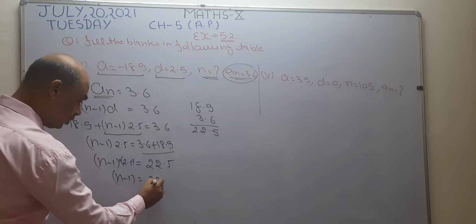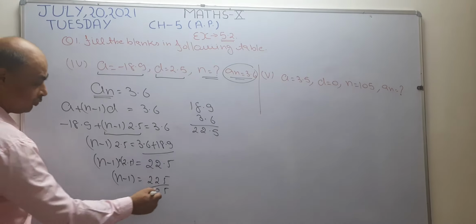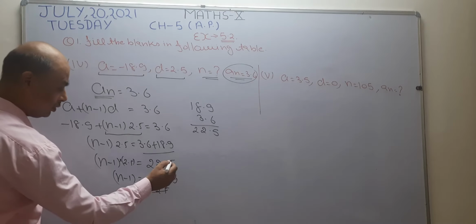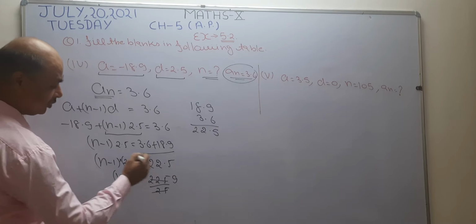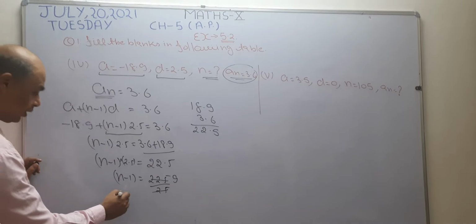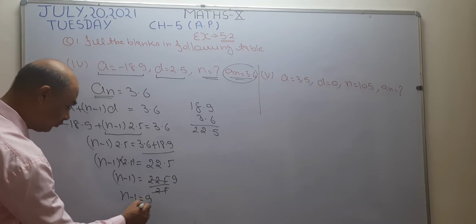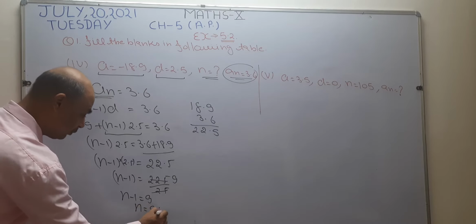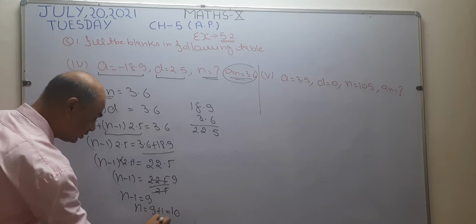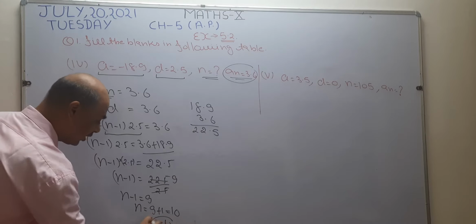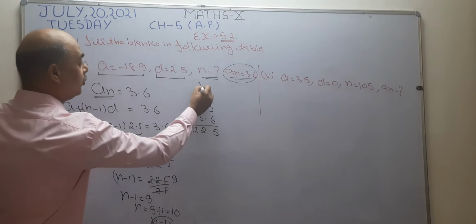Now see, this decimal is cancelled. 25 nines are 225. Okay. Now n minus 1 equal to 9. So value of n becomes 9 plus 1. 9 plus 1 is 10. So n is 10 as the value for this question. I hope it is clear.